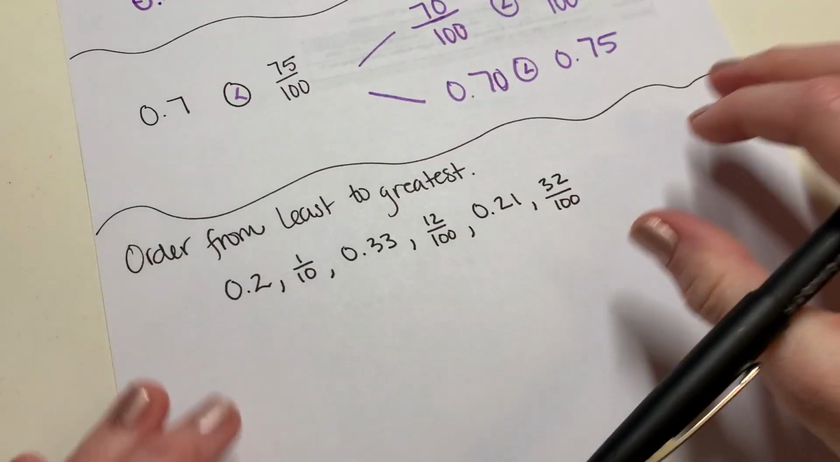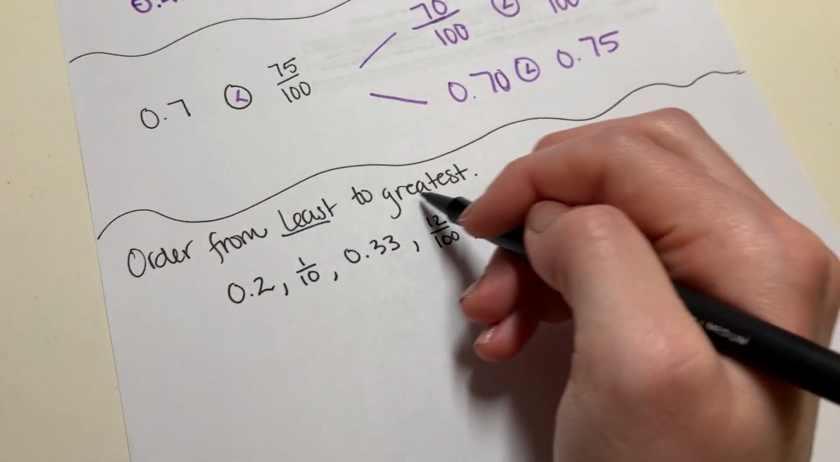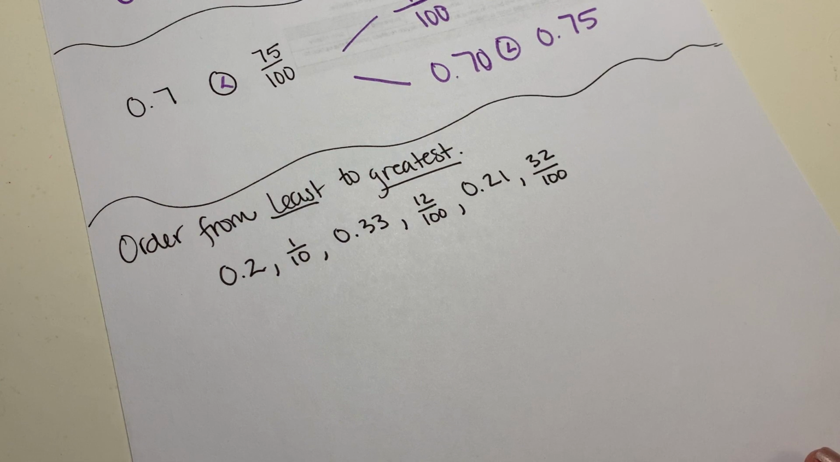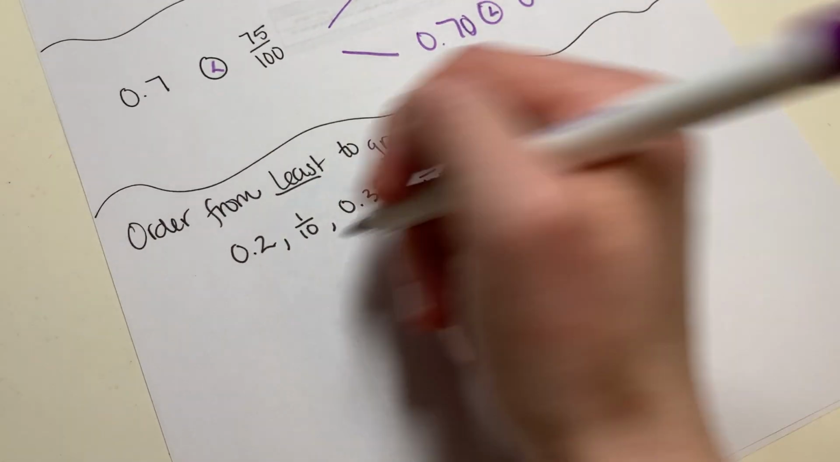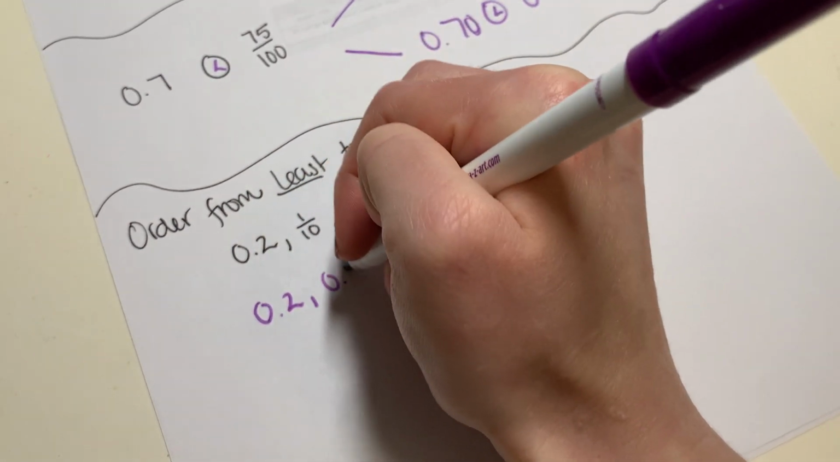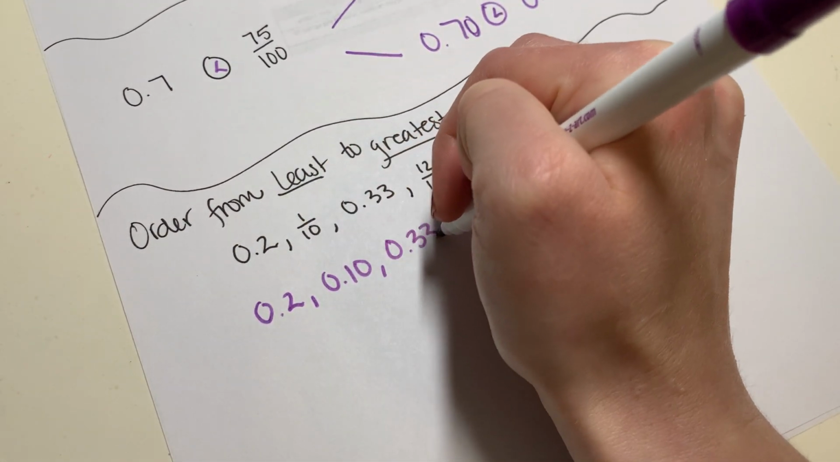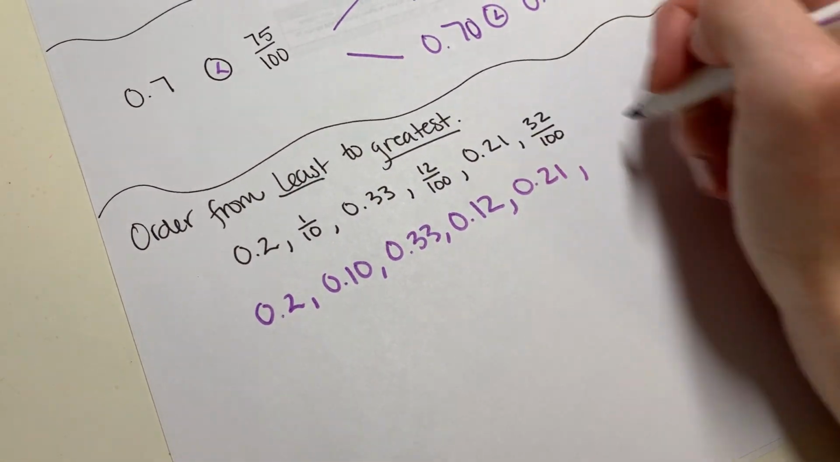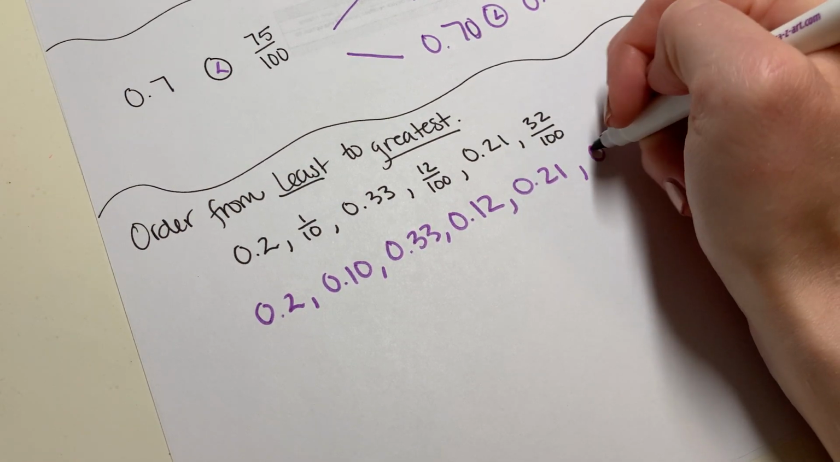All right, I have a lot of numbers here, and I want to organize them from least to greatest. Now, I just have to make a decision. Am I going to make them all fractions, or am I going to make them all decimals? Half of them are fractions and half of them are decimals, so either way, I only have to change 3 of them. I'm going to go ahead and keep practicing changing things into decimals and change them all into decimals.